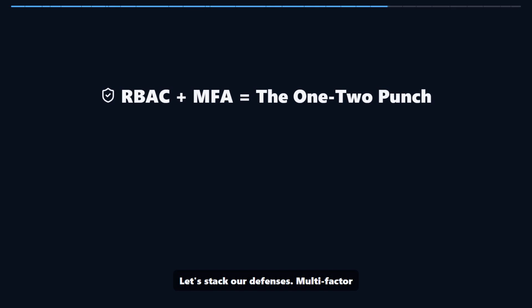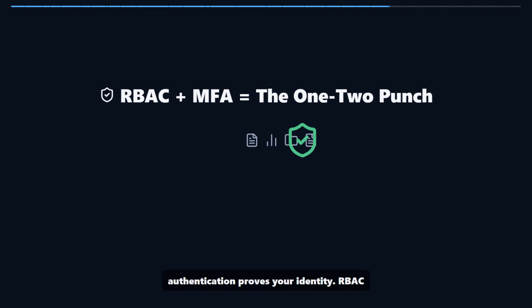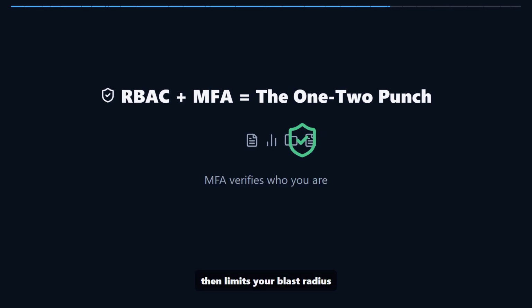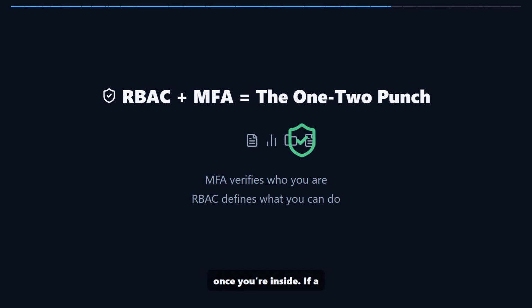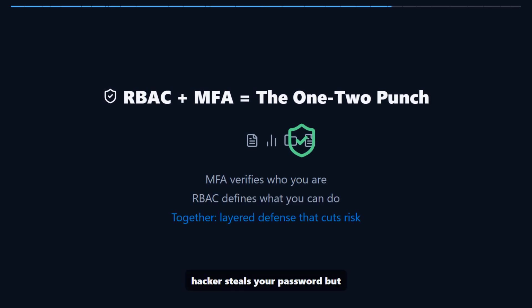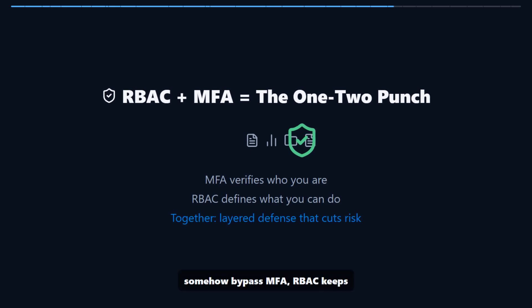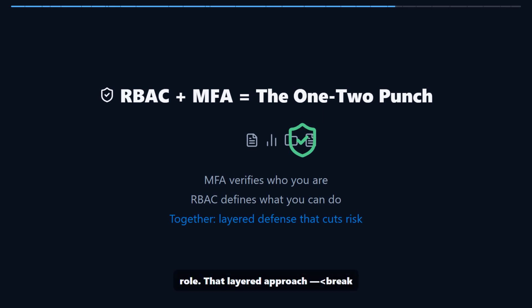Let's stack our defenses. Multi-factor authentication proves your identity. RBAC then limits your blast radius once you're inside. If a hacker steals your password but MFA blocks them, they never get a role. If they somehow bypass MFA, RBAC keeps them stuck inside a low-privilege role.